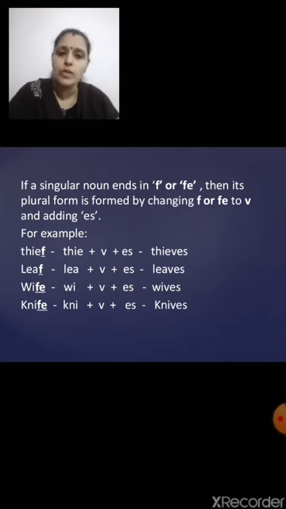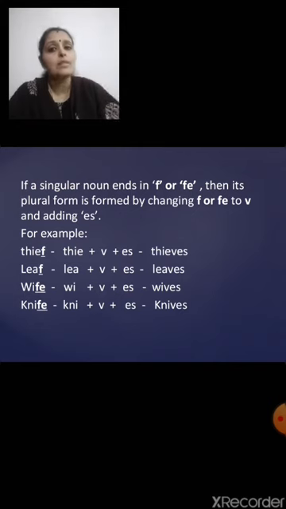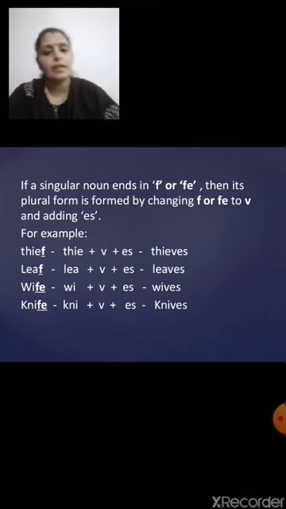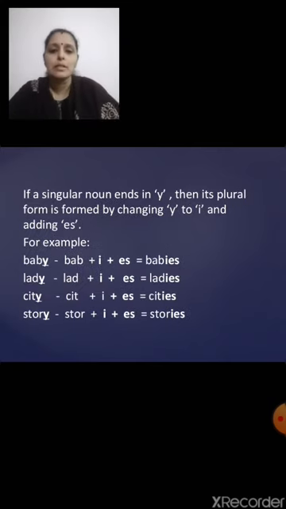K-N-I-V-E-S, knives. So if my noun is ending in F or F-E, then to make a plural form of that, I'm going to remove F or F-E and put V over there and then I'm going to add ES to it. Is that clear, children? Yes. Now let's see some more examples.